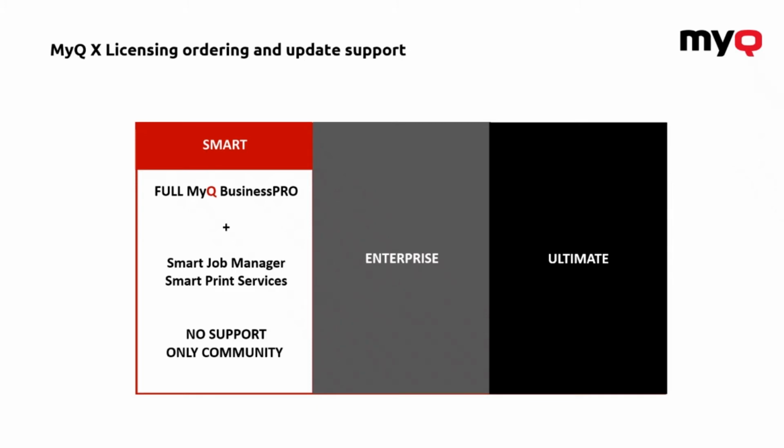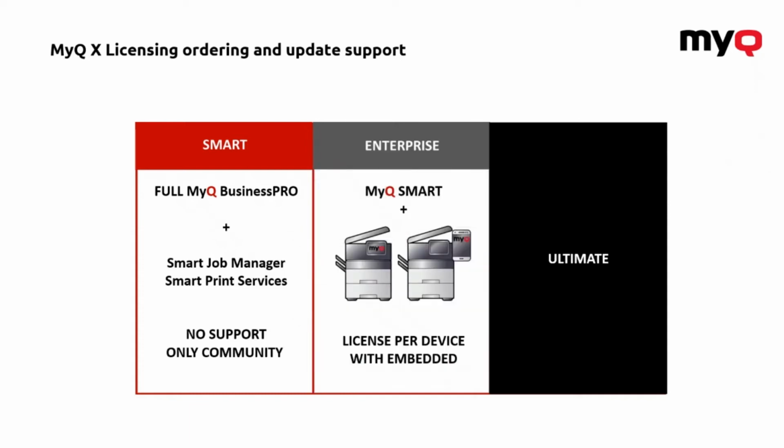Next one is the Enterprise, the really important one, which is the main version of MyQ. It is actually the equivalent of MyQ Business Pro with the embedded terminal, which is now replaced by one license called Enterprise. So it covers everything which MyQ Smart brings, plus gives you the embedded terminal. When it comes to the license, it's the same as it was before: one license per device with an embedded terminal. And the same way as in Smart, when it comes to monitoring of printers and machines without the embedded terminal, an unlimited number of devices is included.